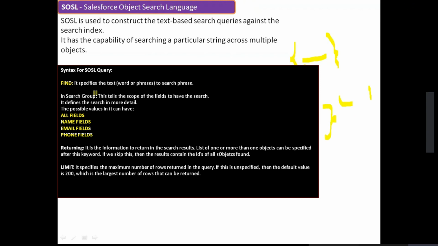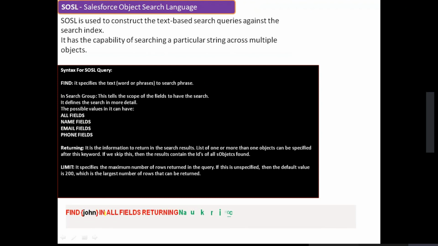After FIND, you give what you want to find, and then you ask for ALL FIELDS, or if you want only a specific field, you mention RETURNING, and then you give the limit, how many records you want. Max you can get only 200 records, and it will have information from multiple objects. So this is the syntax. First you start with FIND, then give some name, then IN ALL FIELDS, then RETURNING, and then give the object you want to get and which fields you want to get, separated by commas.